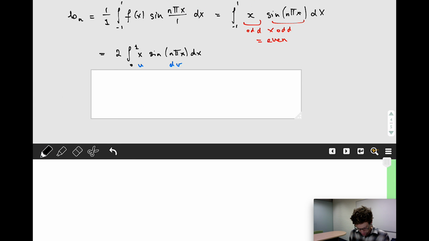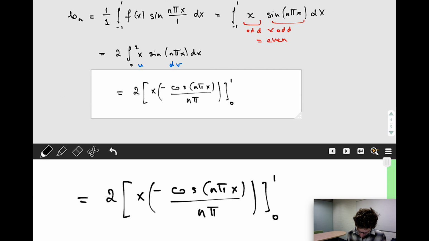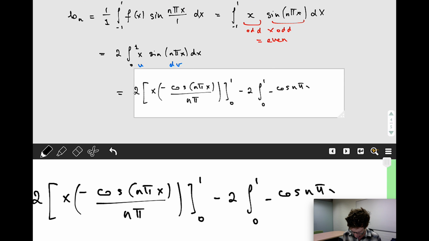So carrying out that integration by parts, we're going to get 2 times u times v, so that's the integral of sine n pi x, which is minus cosine n pi x divided by n pi, minus 2 times the integral from 0 to 1 of v du. So that would be minus cosine n pi x over n pi dx.